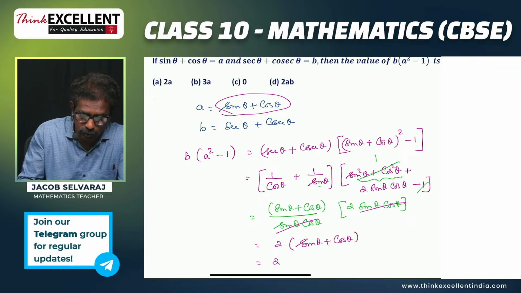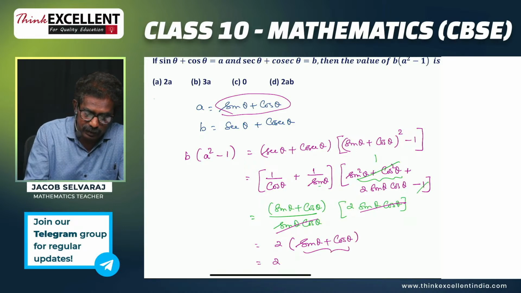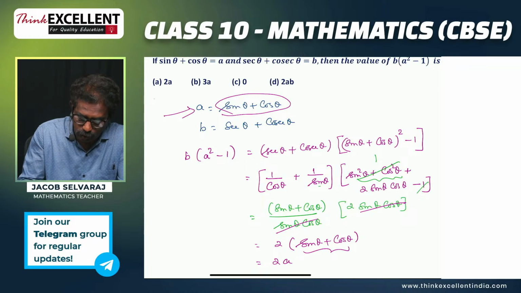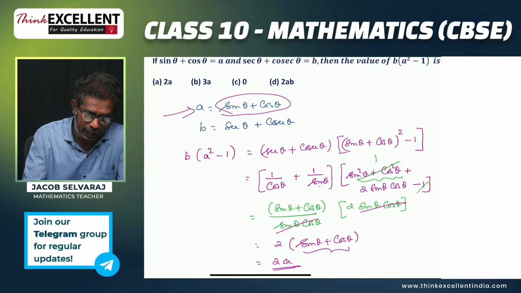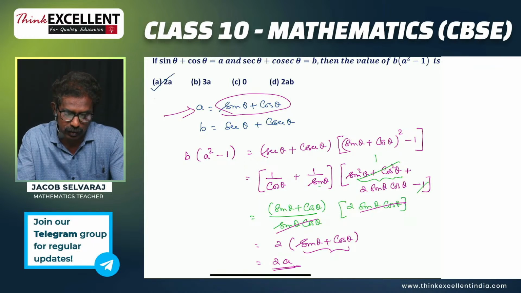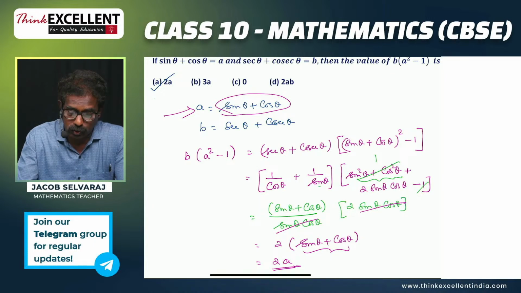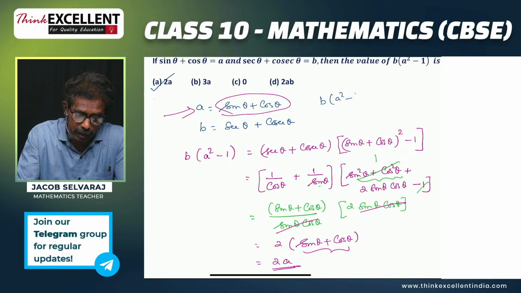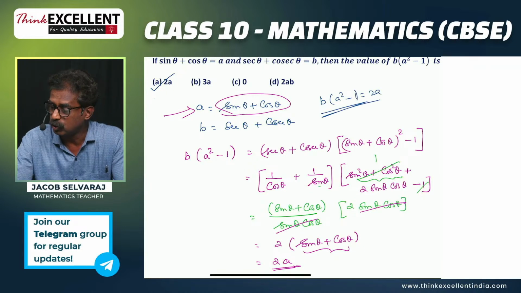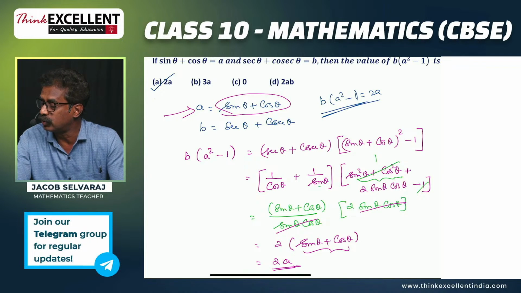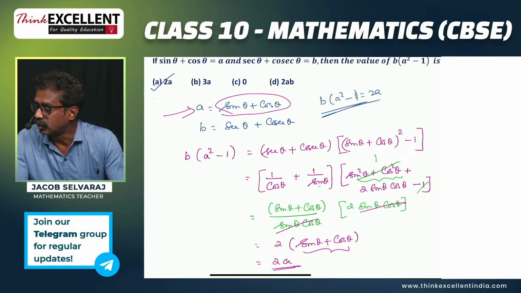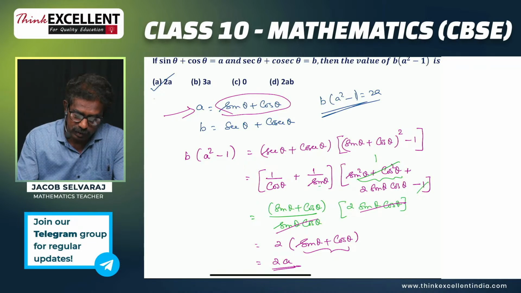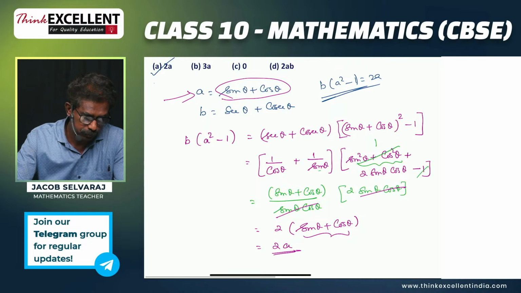That is 2 into sin theta plus cos theta is same as what? A. So the correct answer is 2A. 2A is the right answer. They may ask you to prove that also. Question can be like this. Prove that B into A square minus 1 is equal to 2A, right? So then you start with LHS, you are getting 2A as your answer. Yes, many students gave the answer. Good, very good. Now let's move on to the third question.